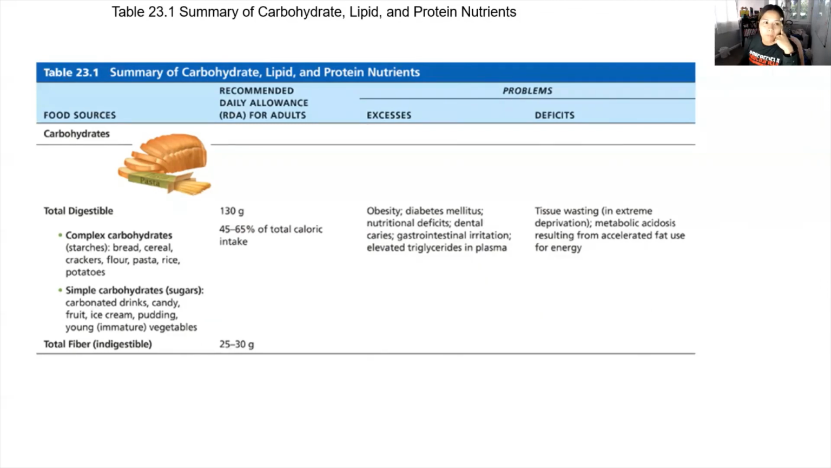And we'll talk a little bit about how depriving yourself of carbohydrates, like the popular keto diet, could put you at risk for metabolic acidosis. But we'll talk about that when we get into fats next, I think. And I think that is it. Yeah, that is it for this part of the lecture.